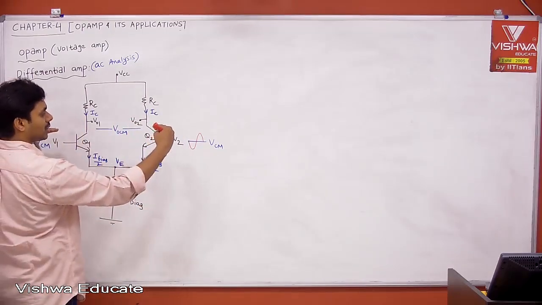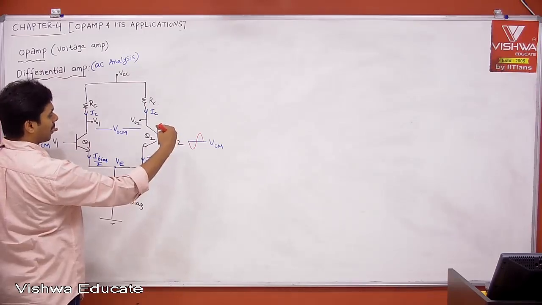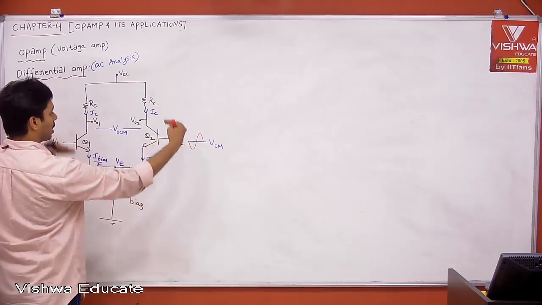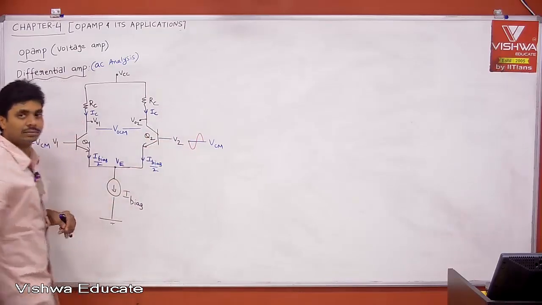The DC signal is the bias voltage, which is common. The bias voltage is constant. But now the signal that you want to amplify, apply like this, in a differential manner. Then it will accept. If you apply like this, it will not accept.